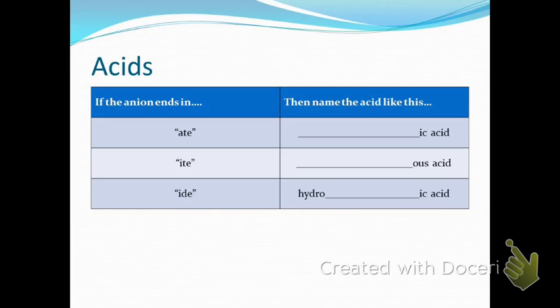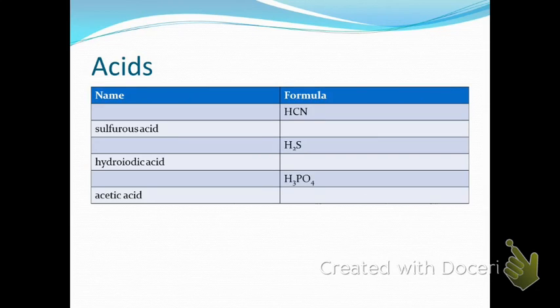Notice the major difference between the first one and the second one is the presence of hydro in the last one and not in the first one. Okay? That's how you can tell if it came from ate or ide, because the endings are the same. The only way you can tell is the beginning. So in the first one, what's after the H? That's the question. After the H is CN. CN is cyanide, IDE. So when you change it, it becomes hydrocyanic acid.